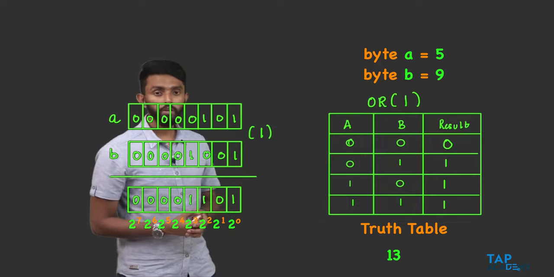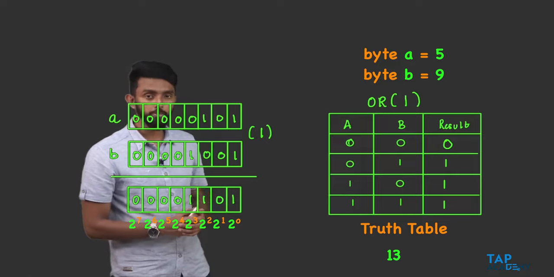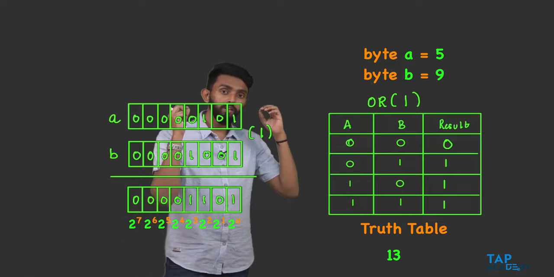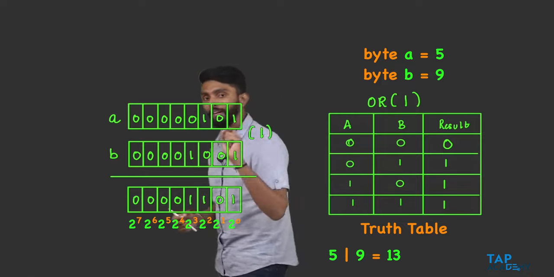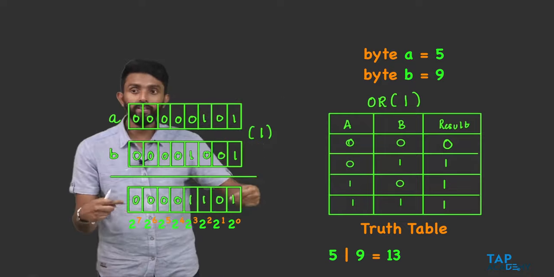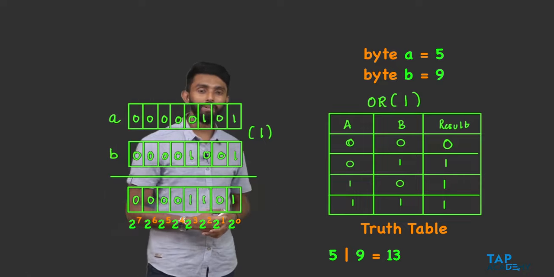I hope you're able to think. Which means I'm converting it into decimal. Which means the result of 5 OR 9 is 13. And why that happened, I hope all of you understood.